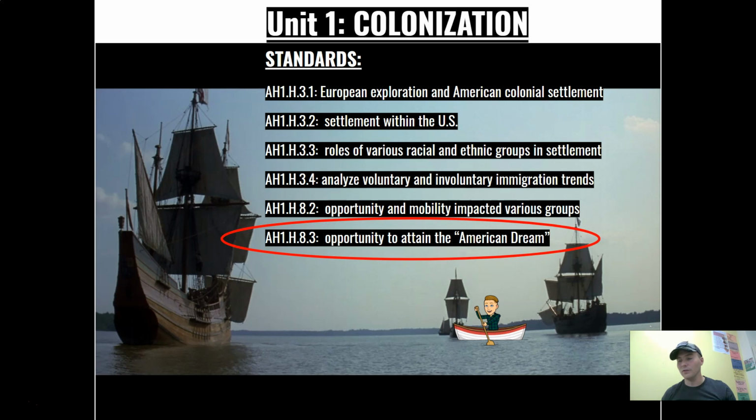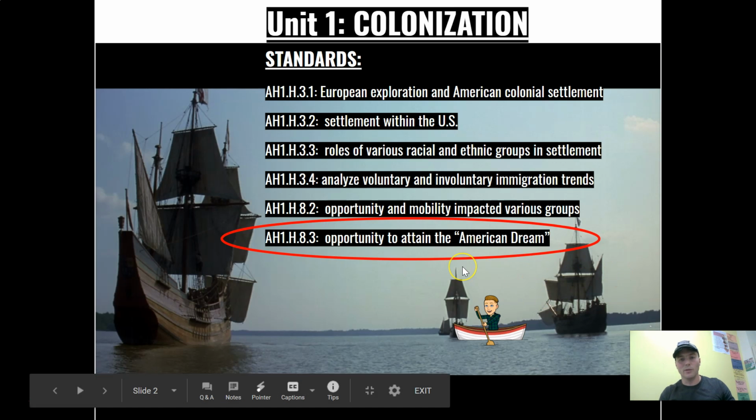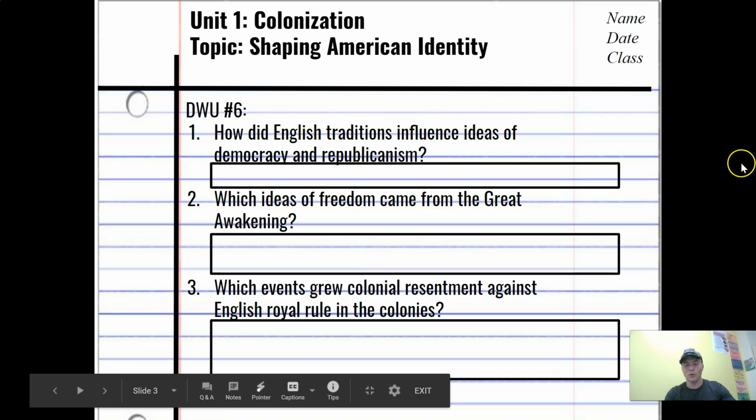So this is going to eventually lead up to our standard right here. What does it mean to obtain the American dream? So with that, I'm going to say bon voyage to my little man, and let's get forward.